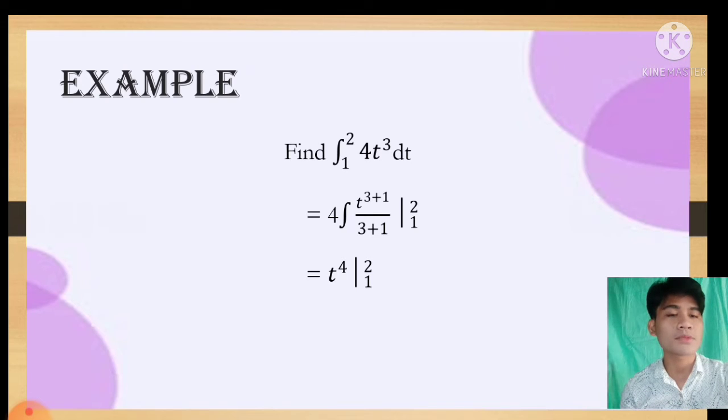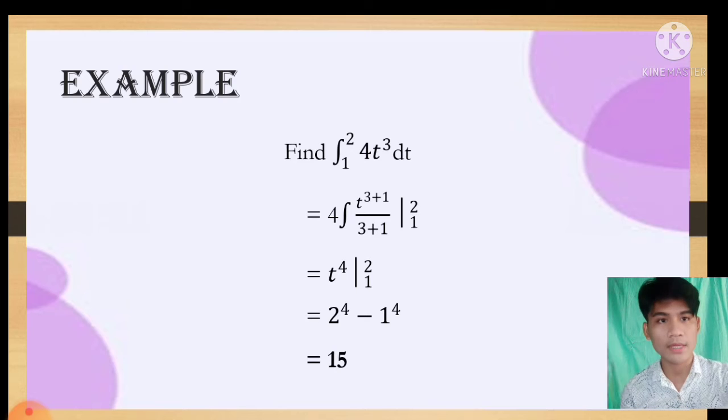So in this situation, we just substitute the 1 and the 2 into our variable, which is t. So we have 2 raised to 4 minus 1 raised to 4. As you remember in the fundamental theorem of calculus, F of b minus F of a, our a here is 1 and our b here is 2. So 2 raised to 4 minus 1 raised to 4 will be equal to 15, as the definite integral of this given example number 1, which is the integral of 4t cubed from 1 to 2, dt.